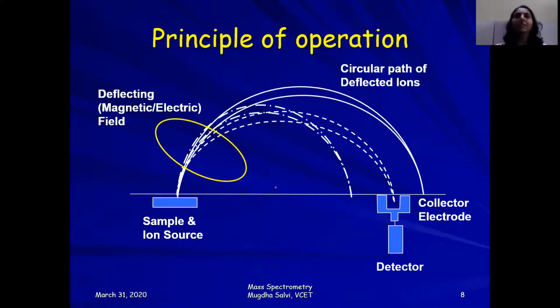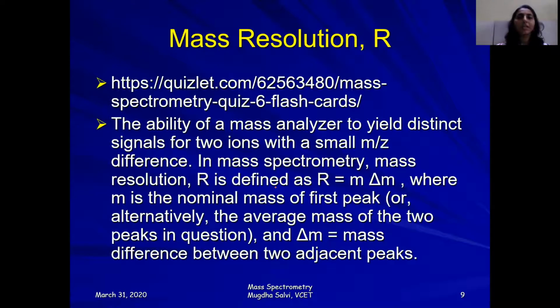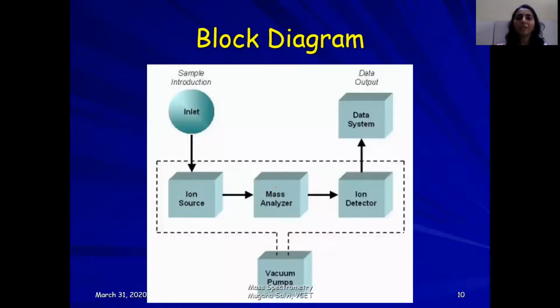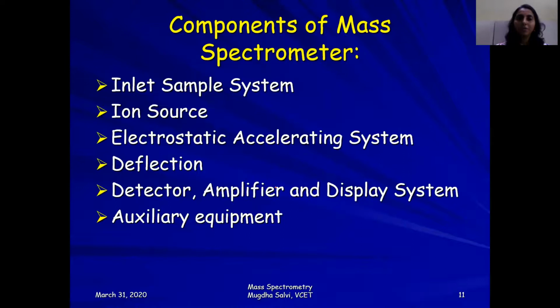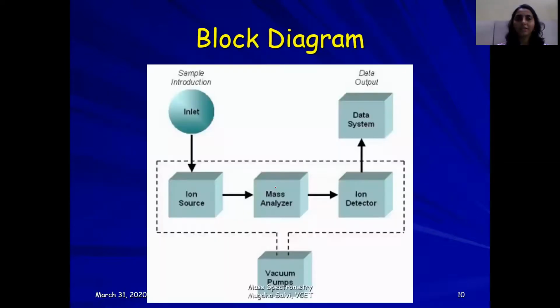Then you could be asked a question on explaining the mass spectrometer. If you are asked to explain the mass spectrometer, then you can draw this block diagram and explain how each and every component works. That means you have to elaborate on every component: sample introduction, ion source, mass analyzer, ion detector, and the data system, which we have done in this particular session.